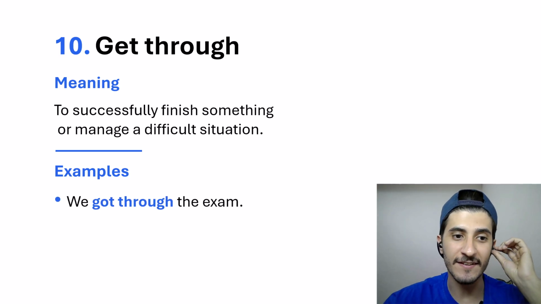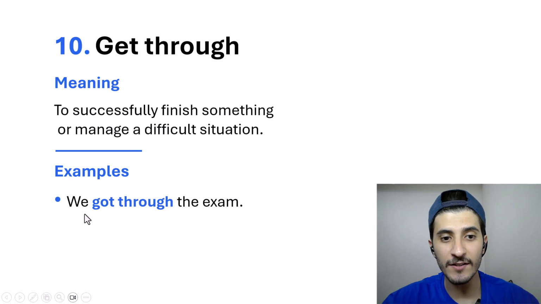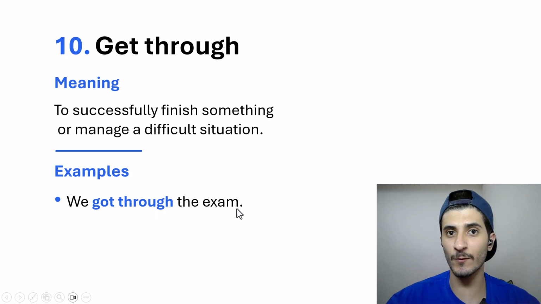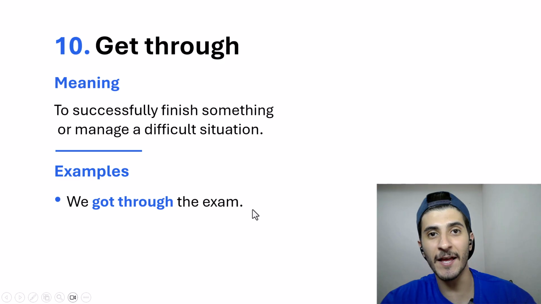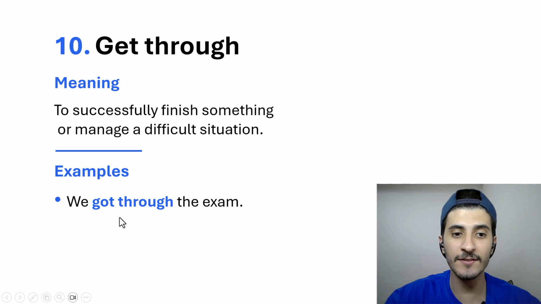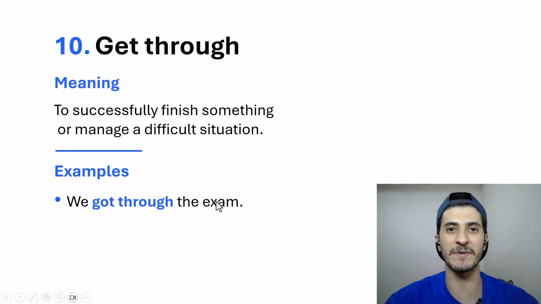So let's have the examples. We got through the exam. So the exam was pretty difficult for us. It was hard for us, but we could get through it. We could get through the exam. Or we got through the exam. It means we passed it successfully and it's done.